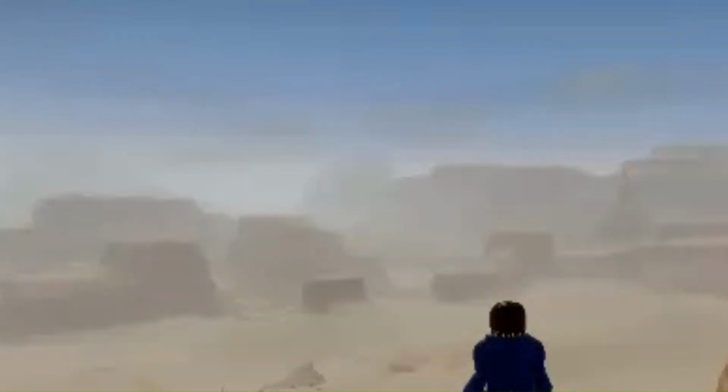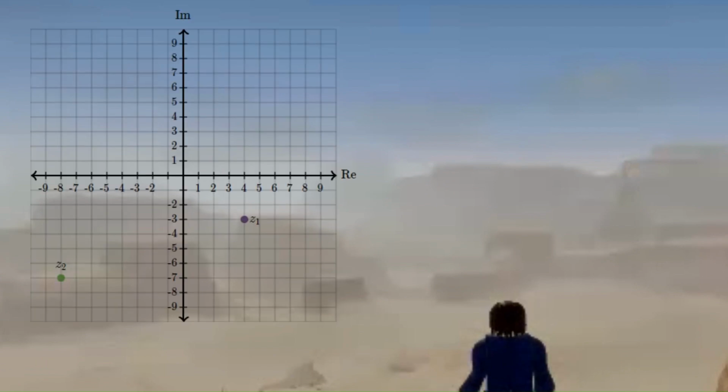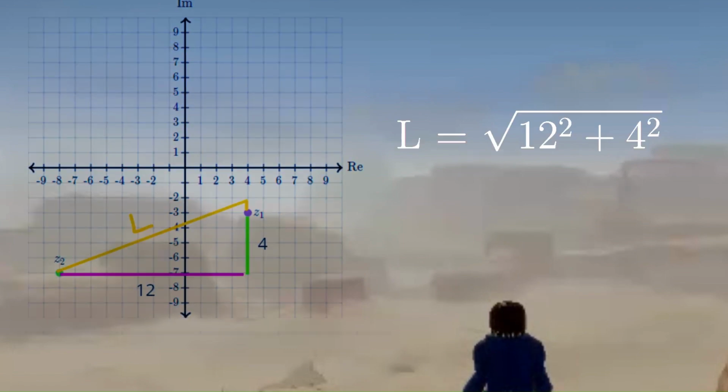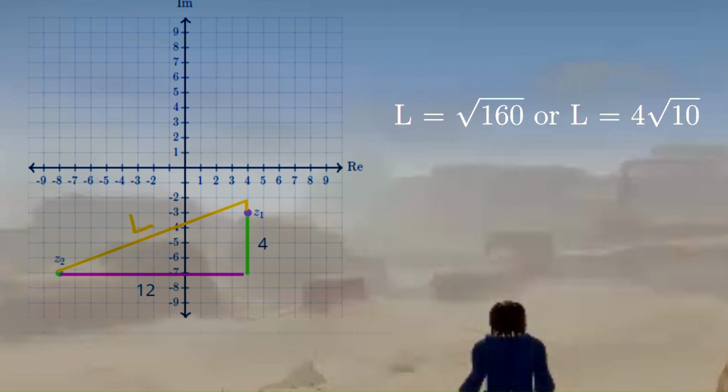Let's see an example. Let's say we want to find the distance between the complex numbers -8 minus 7i and 4 minus 3i. Then the distance will be the square root of 12 squared plus 4 squared, which is equal to the square root of 160.